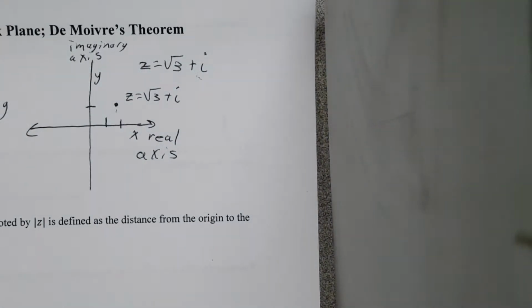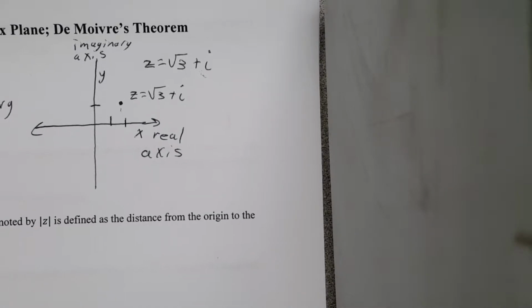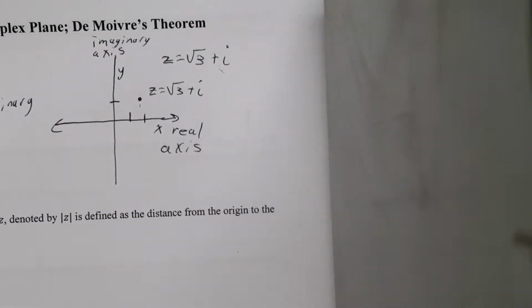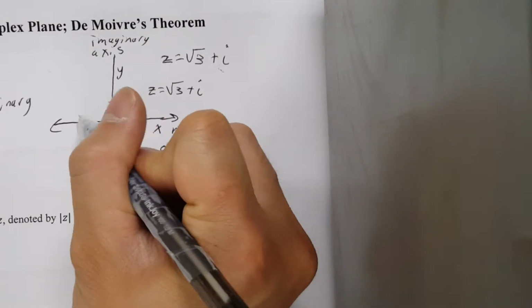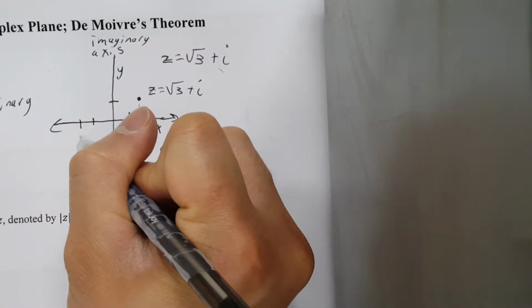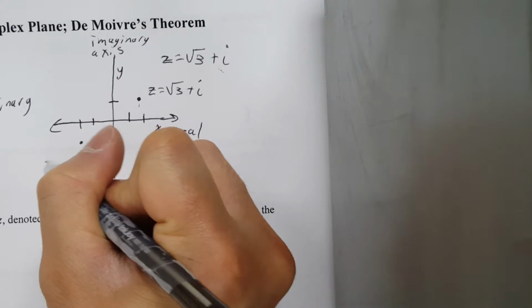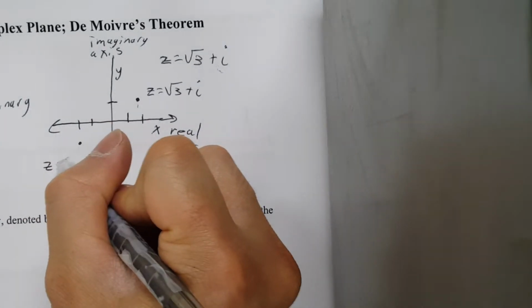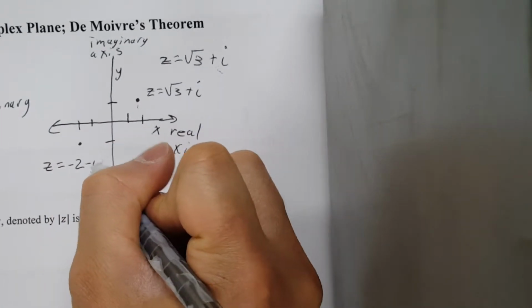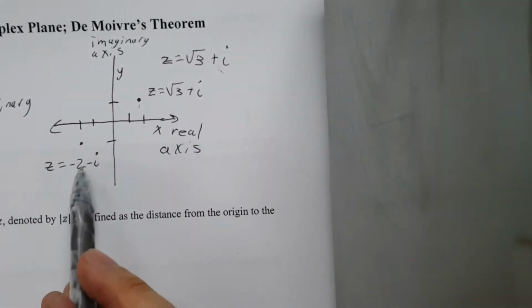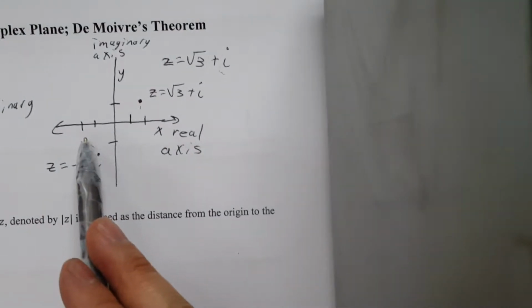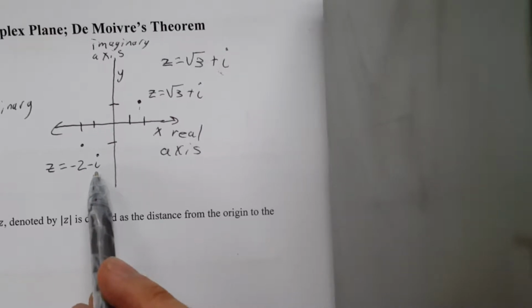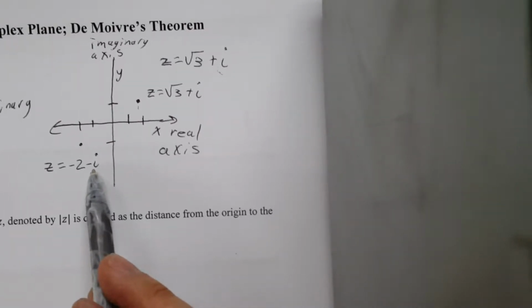And so something like, I could graph the point. This would be, for example, z is equal to negative 2 minus i. Negative 2 on the x-axis because that's a real part. And then I go down 1 because my i has a coefficient of negative 1. So that's negative 2 minus i.